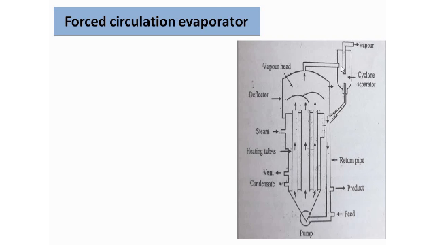It will enter here. Again, there is a cyclone separator. In this cyclone separator, the vapor will be released out this way, and the concentrated liquid will come down in this way. This is the return pipe. This is known as the return pipe, and here you can collect the product, right?